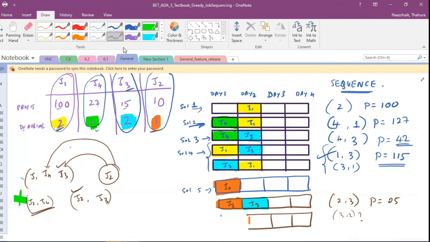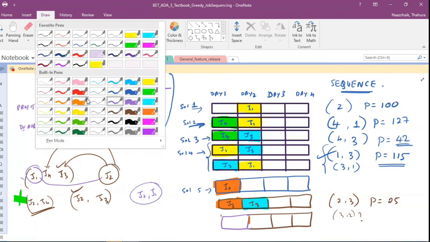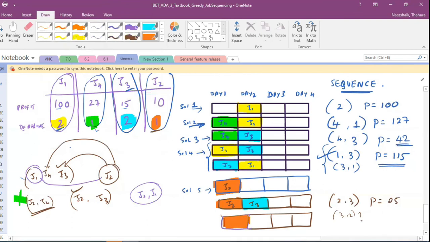Let's try other combinations. What are the other combinations? I'll try J2 with J1. Let's try this. J2 and J1. J2 is here. Right? Where can I put J1? Okay. I can put here. Right? I can put J1. So this is possible. So here 2 and 1. What is the profit?